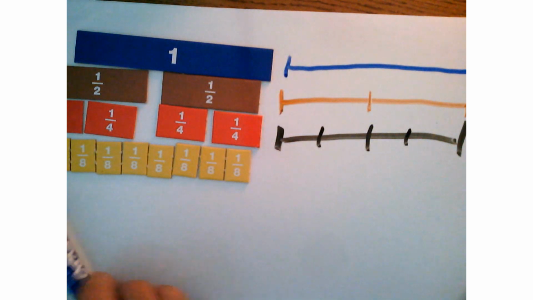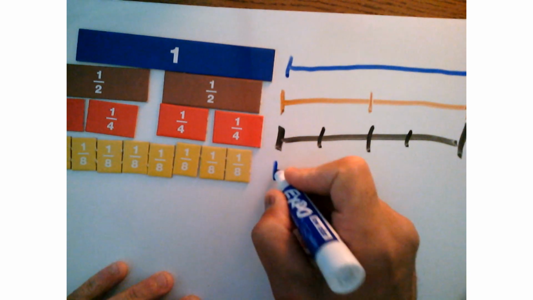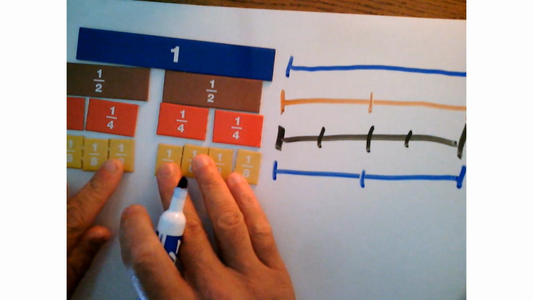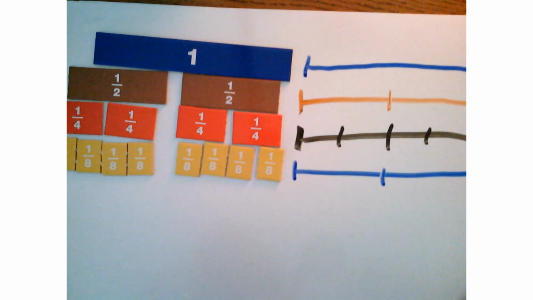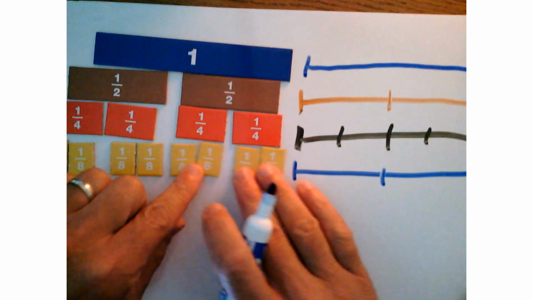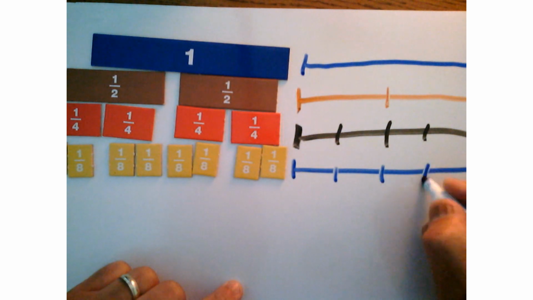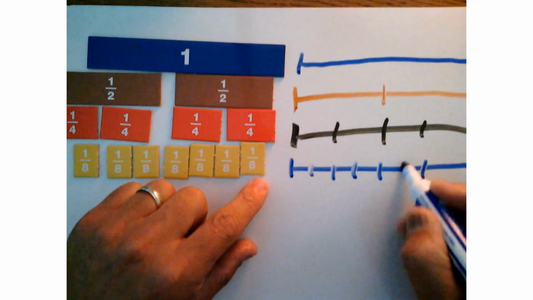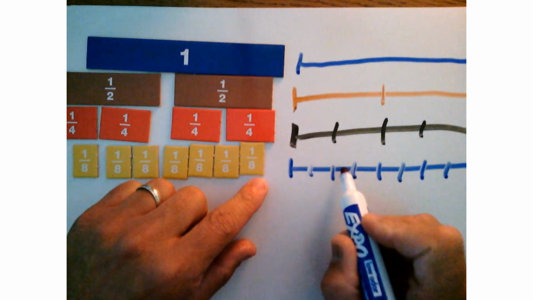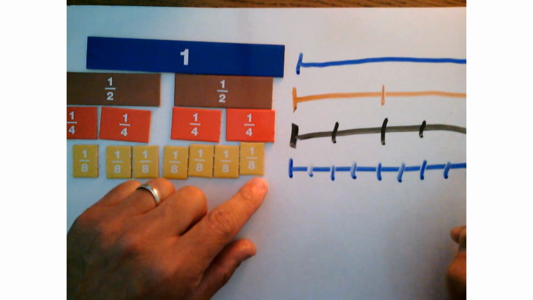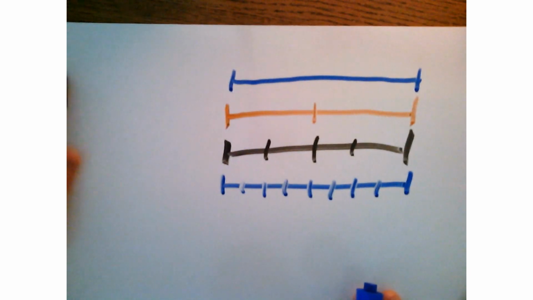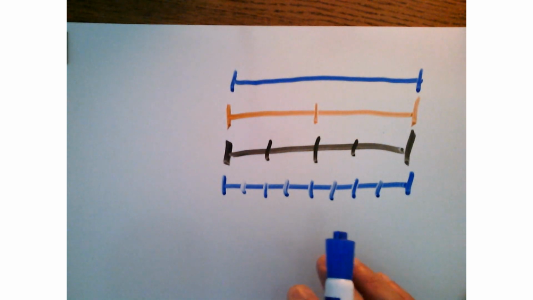And then I'm going to make one for eighths. Same length line. First I'll cut it in half. Then I'll cut the halves in half. Then I'll cut those each in half. So I should have 8: 1, 2, 3, 4, 5, 6, 7, 8. Yeah, I got it. So now I can get rid of these guys. Now we just have a number line.